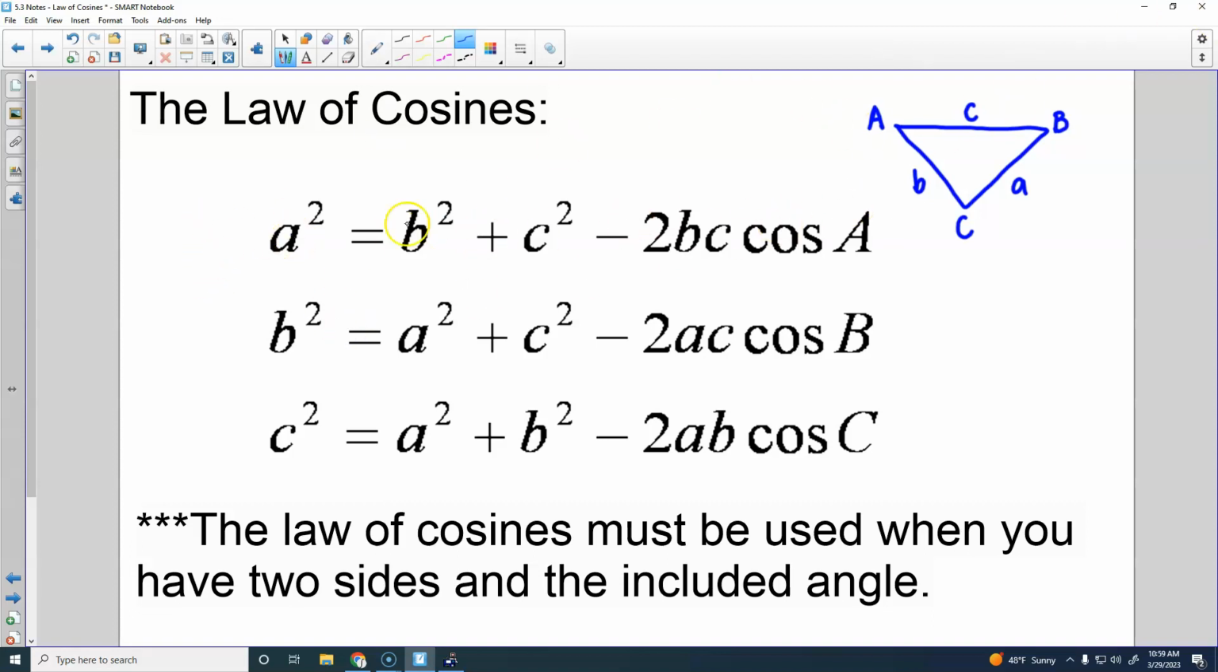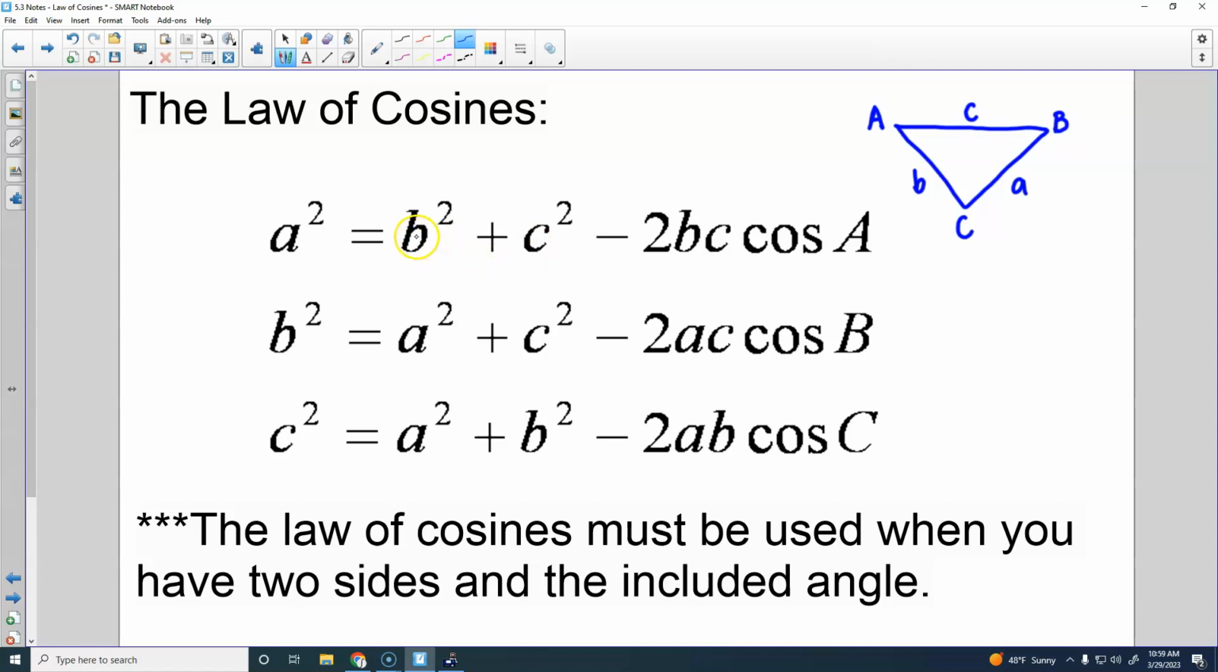So what you'll notice about these three formulas, if I've got a lowercase a here, then I've got a b here, c here, bc, and then cosine of capital A. So the ends of this formula have to be the same. The lowercase a here, the capital A here. If you have the lowercase b here, then it's going to be the angle across from it that goes here. Same thing with the C. It really does not matter which side is your B or your C here.